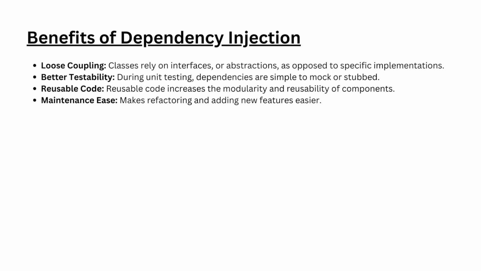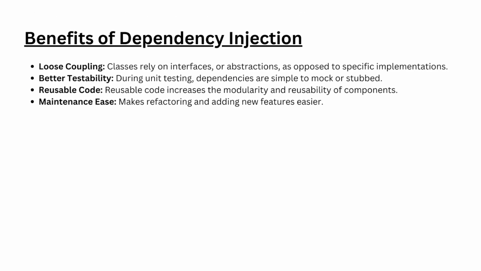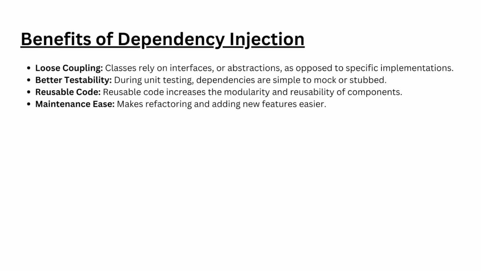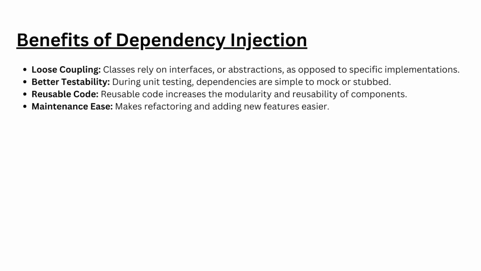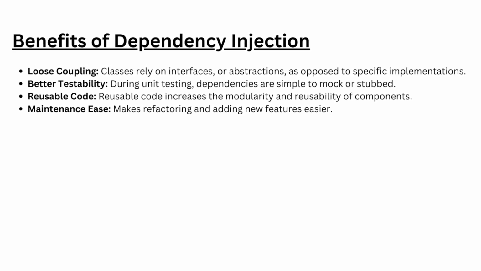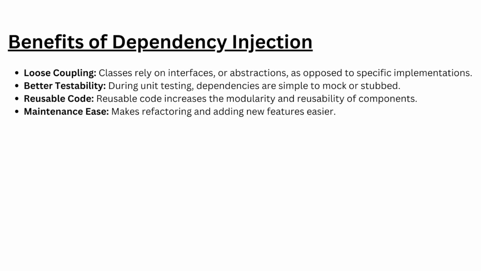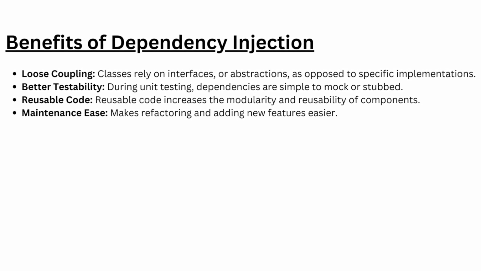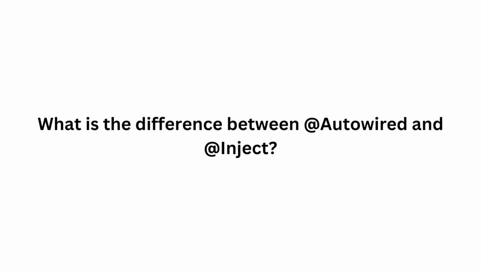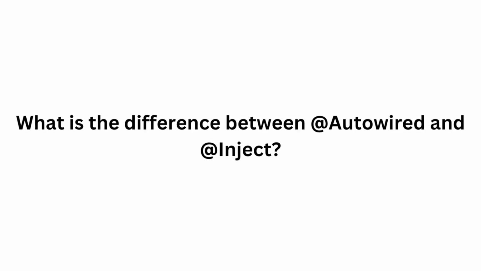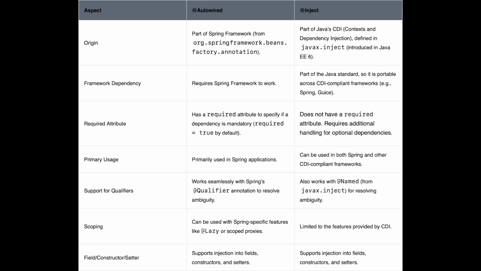Alright, so what are some of the benefits of dependency injection? First is loose coupling, second is improved testability, third is reusable code, fourth is ease of maintenance. Now let's talk about the difference between Autowired and Inject. Inject is also here for dependency injection.